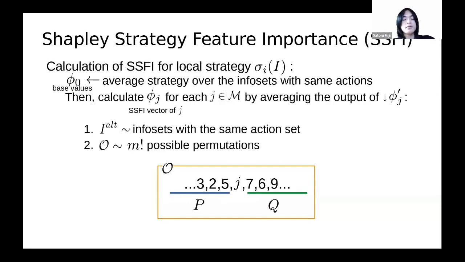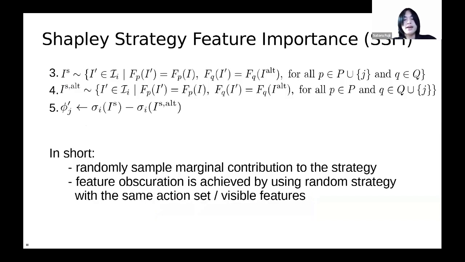And firstly, it samples info sets I alt with the same action set, and then samples permutation O from every possible permutation. Here, features before J in O are denoted by P, and features after J are denoted by Q. And then, well, this is complicated, but steps 3 and 4 basically sample info sets with the same feature values of P as a target info set I and the same feature values of Q as I alt.